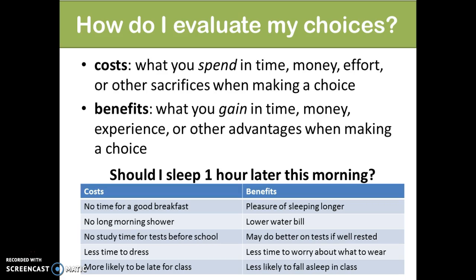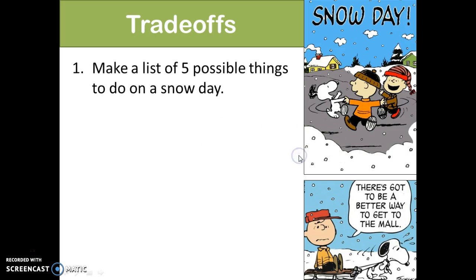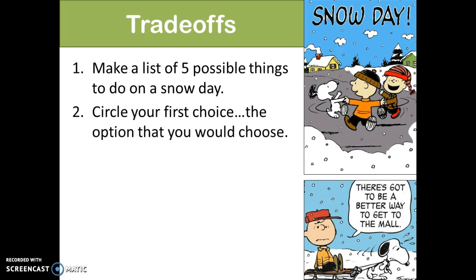What am I getting out of this decision? What am I getting out of this choice? And is that benefit greater than the cost, than what I'm giving up? And that leads us to trade-offs. This works perfectly because we just had a few snow days. So if you're following along for the first time, make a list of 5 things that you can do on a snow day. And then take a look at your list of things that you could do. Circle your first choice. That's what you decide to do.